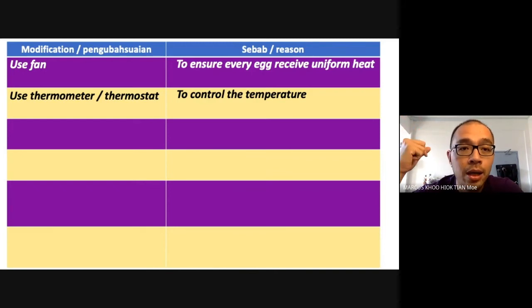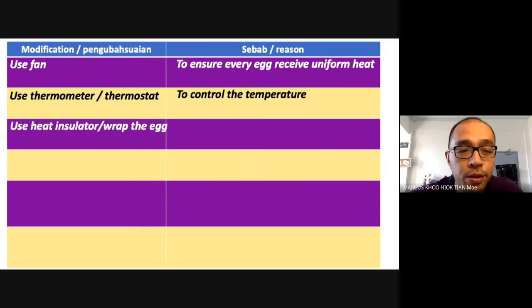Okay. Another one which I also didn't see, but I think Brandon had an idea, just that he didn't manage to get there, which was to use a heat insulator, wrap the egg. Because if you want to incubate the egg, there is no mother hen that incubates the egg by standing, right? The mother hen always provides consistent heat by sitting on top of the eggs.